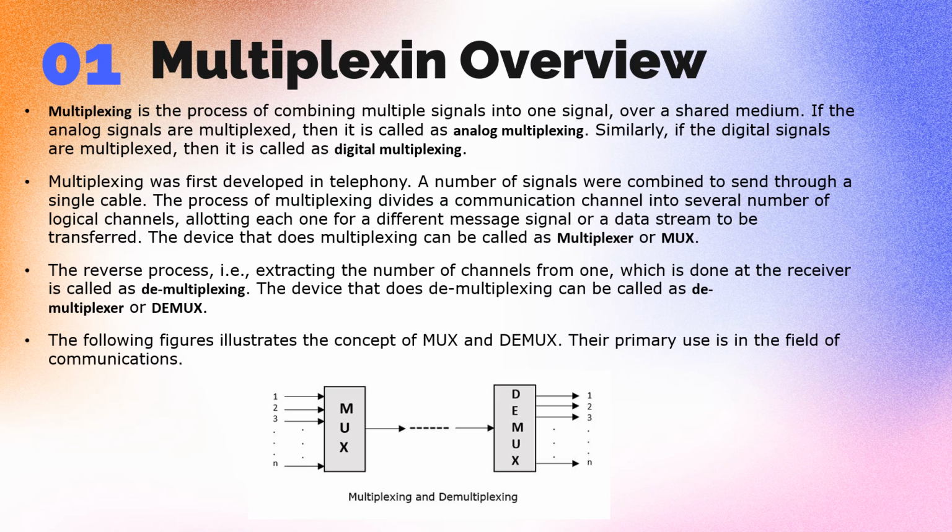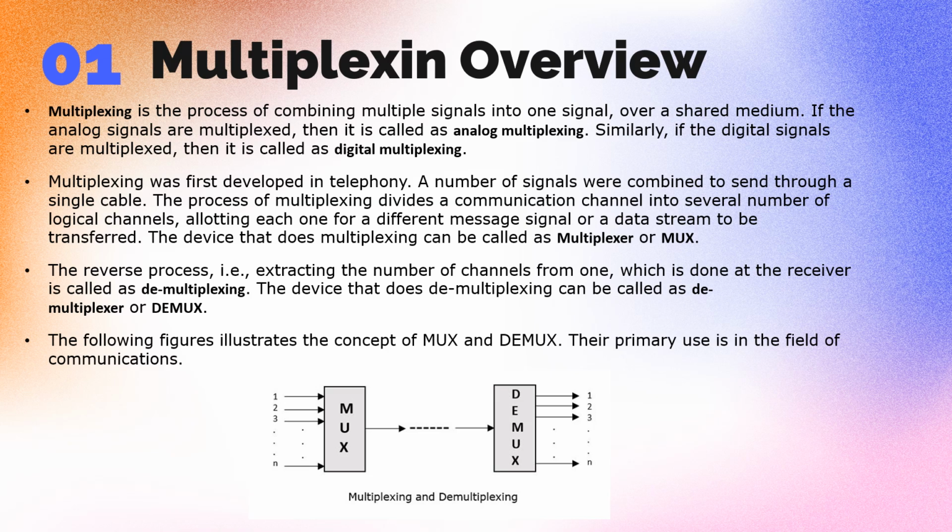At the next point, multiplexing was first developed in telephony. Telephony is a company based on telephone communication. We all know that. So multiplexing was first developed in that company. A number of signals were combined to send through a single cable. The process of multiplexing divides a communication channel into several logical channels, allotting each one for a different message signal or a data stream to be transferred. The device that does multiplexing is called a multiplexer or MUX.